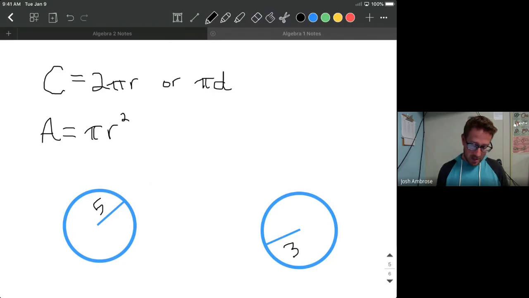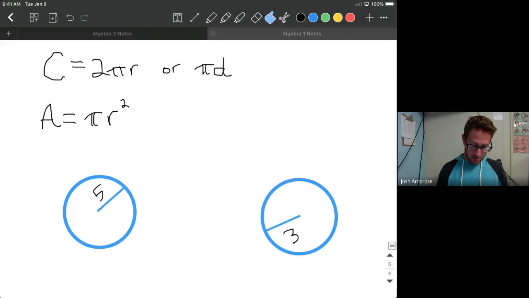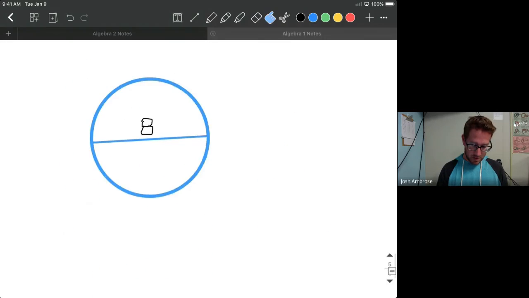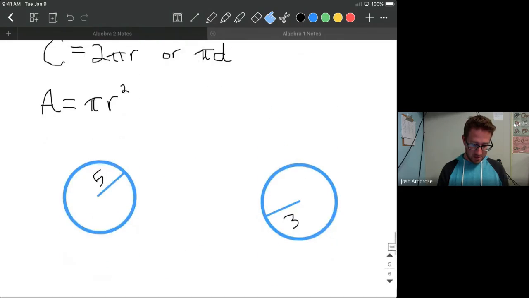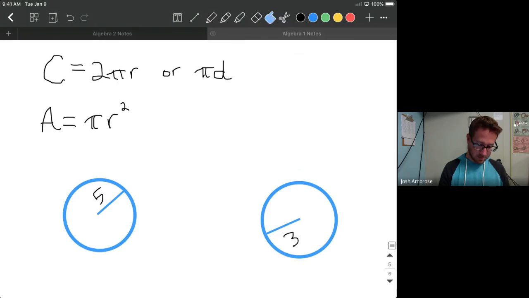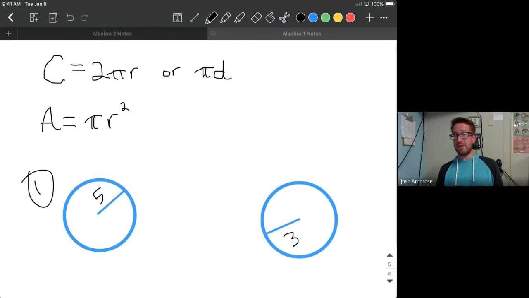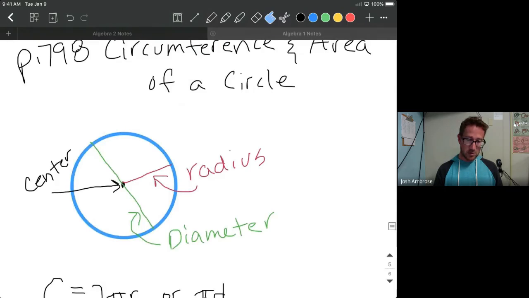So we have examples. We're going to be doing 1, 2, 3 examples for you. So let's start right here. Example 1. We have 5. Now, what is this? That would be a radius of 5. A radius again, right there. Notice it only goes halfway in. It touches the center dot, and then that's it.